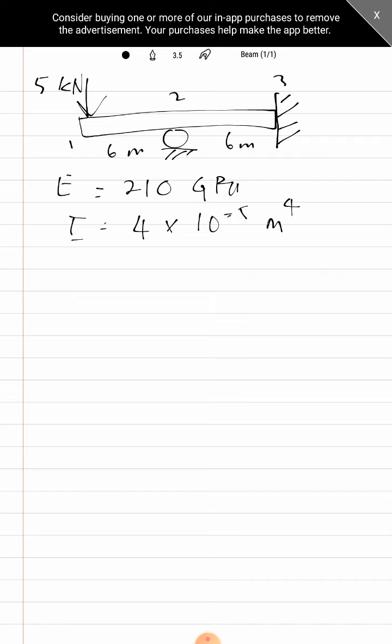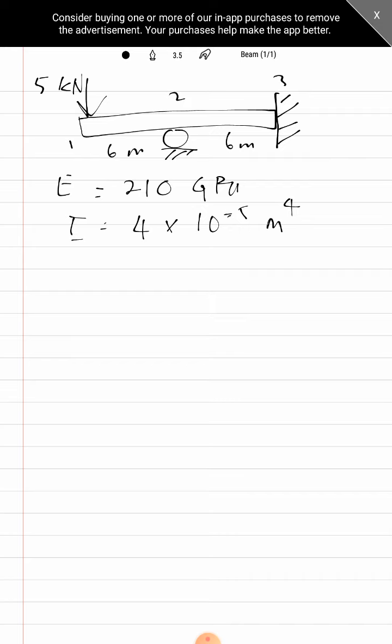Okay, so you need to find the displacement and slope at the nodes. Okay, and the force in each element and the reaction. So you need to find the displacement and slope, and then you need to find the deflection.